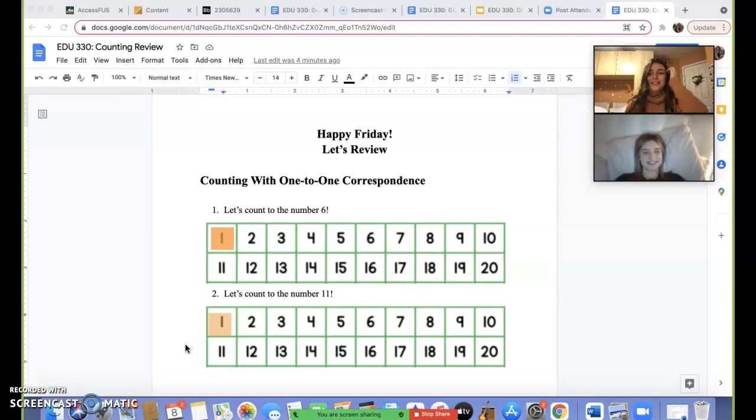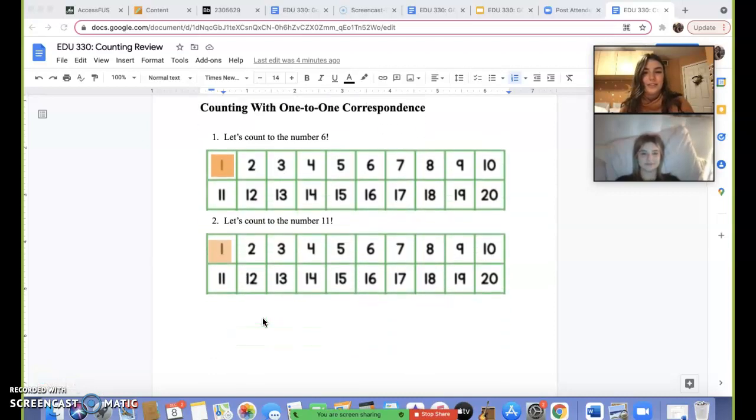Yes. That's good. Since it is Friday, our last day of class for this week, we're going to go ahead and review everything that we learned about counting. Are you ready? Yep. All right, the first thing that we're going to do is count to the number 6. Can you count with me? All right, let's start. 1, 2, 3, 4, 5, 6. All right, good job.